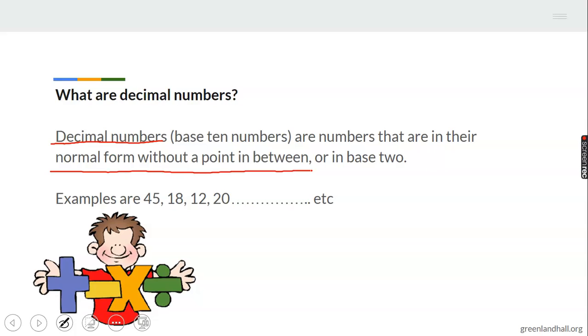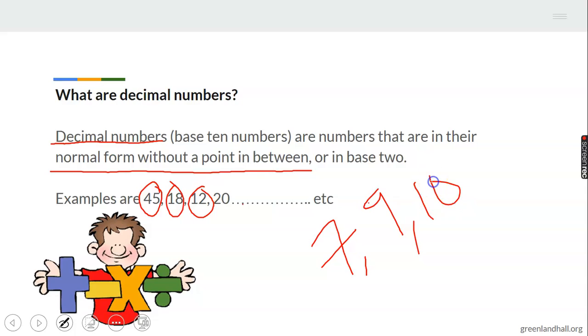Alright, so moving forward, there are some examples here on the slides. Decimal numbers are the numbers you're seeing here. We have 45, we have 18, we have 12, we have 20, and numbers like that. If you see something like 7, this is a decimal number. 9 is also a decimal number. 10, any number of this sort, we refer to as a decimal number. Remember, in base 2, we only have 1s and 0s. So these are numbers in their normal form. I like to say in their original format.